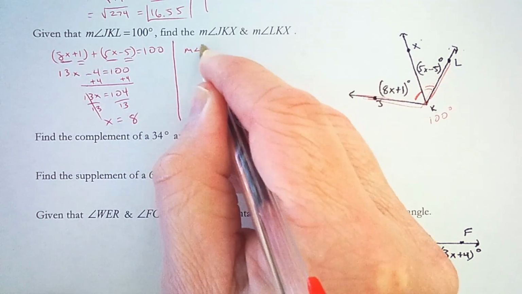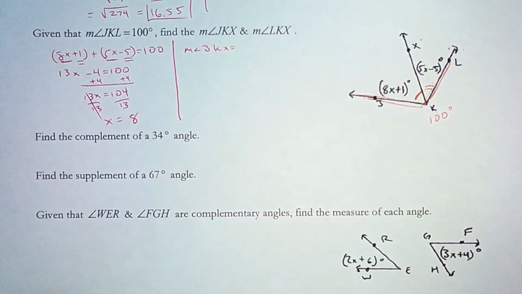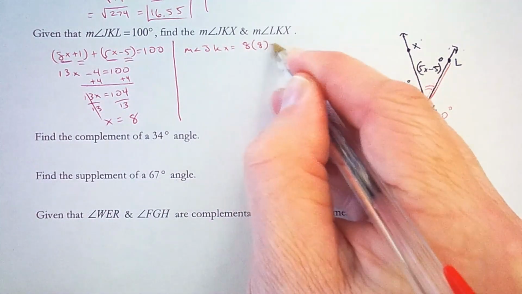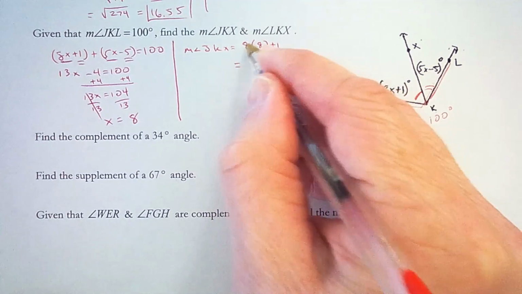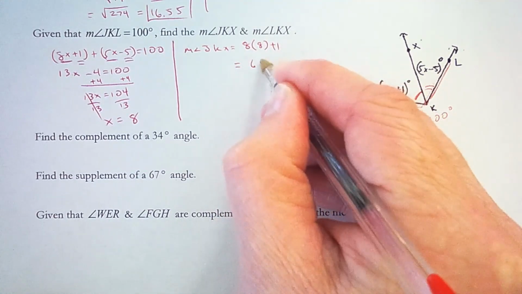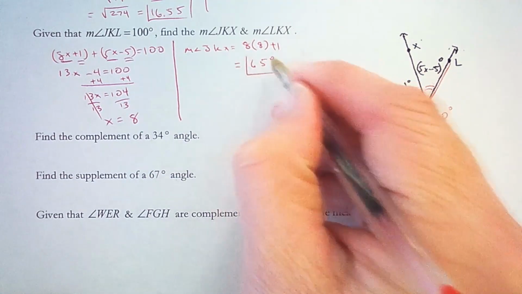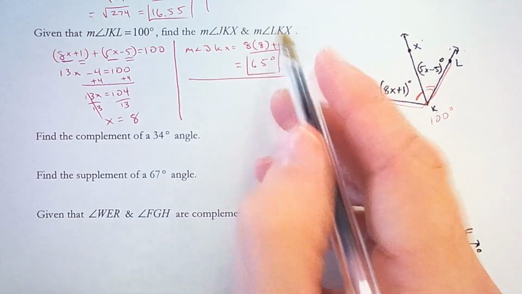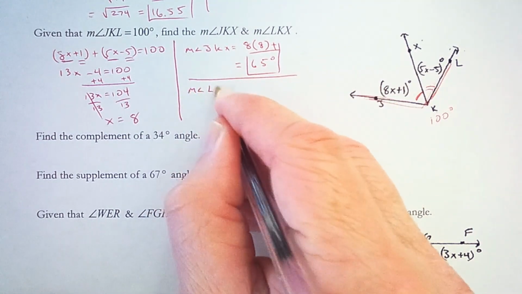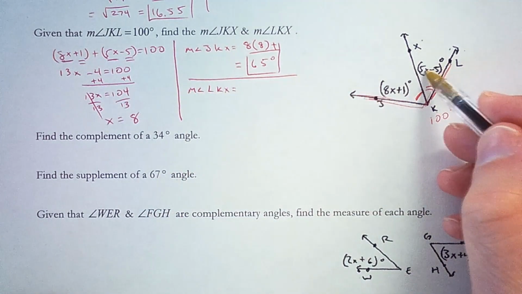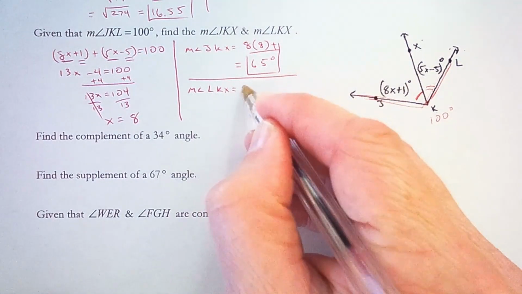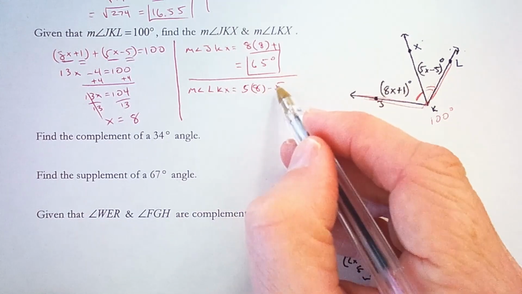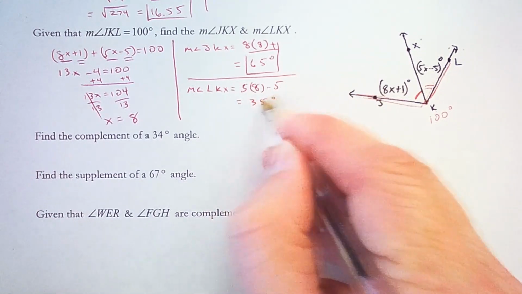So the measure of angle JKX is 8x plus 1. So that's 8 times 8 plus 1. 8 times 8 is 64, plus 1 is 65. So that's 65 degrees. There's the measure of angle JKX. Then I need the measure of angle LKX. And that is 5 times x minus 5, so that's 5 times 8 minus 5. 5 times 8 is 40, minus 5 is 35 degrees.